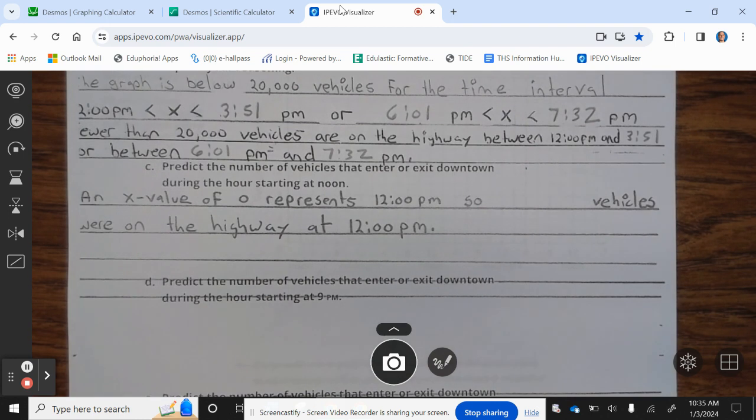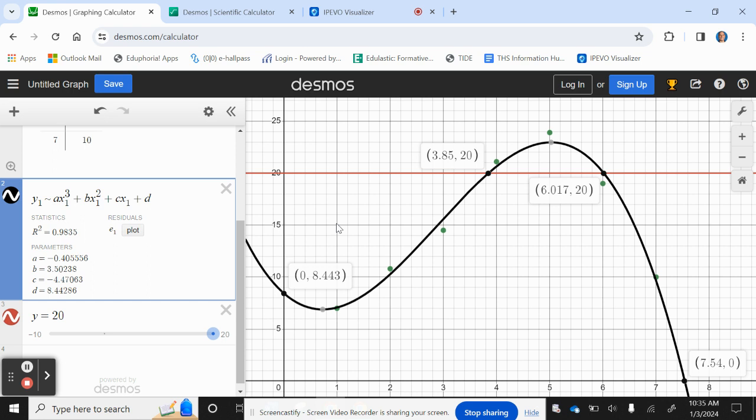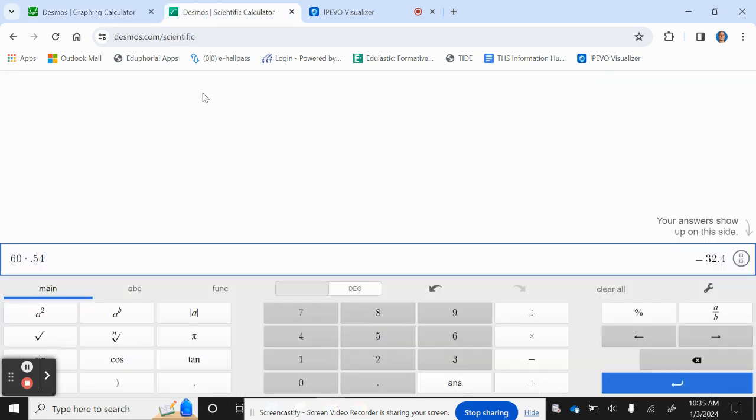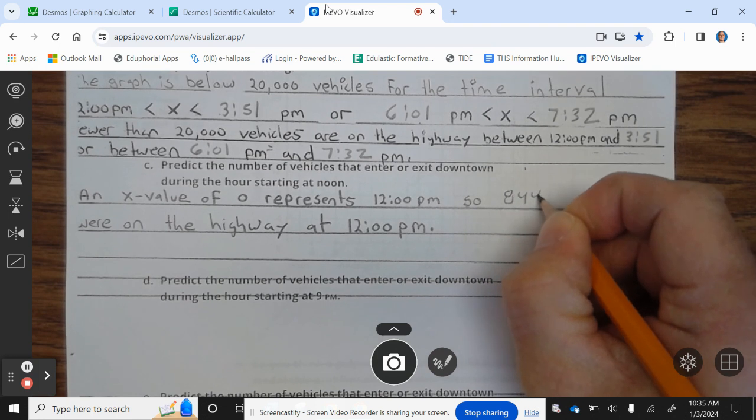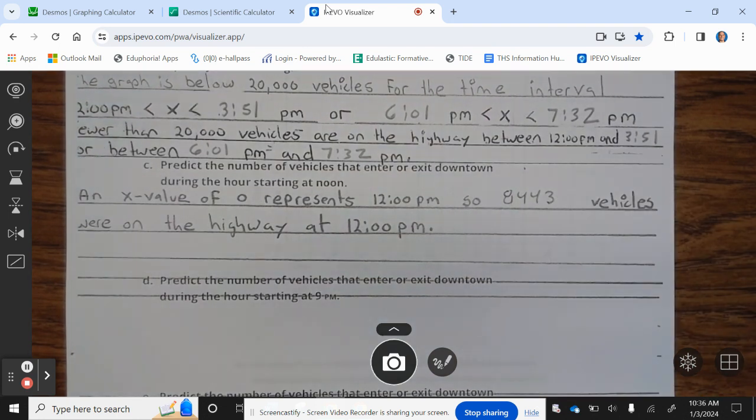Predict the number of vehicles that enter or exit downtown during the hour starting at noon. Noon, the x value of 0 represents noon, so we need to go back to our graph, and we're looking at right here. So noon, that's 8.443, but that's in thousands. So we need to come over here and multiply 8.443 times 1,000, which is 8,443. So 8,443 vehicles are on the highway at noon. All right, let's take a look at the next page.